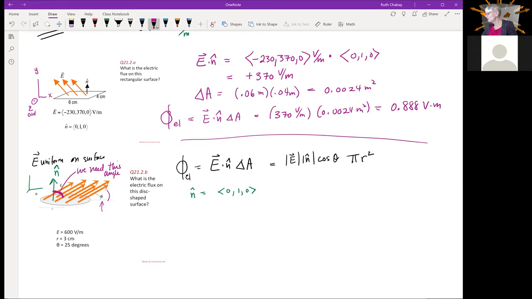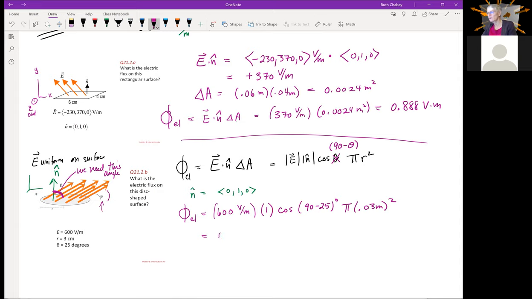So we need the angle between the electric field and the unit normal vector. What we really need here is not the angle theta that's given, but the angle 90 minus theta, because that's the angle between E and n hat. So the electric flux is going to be 600 volts per meter, that's the magnitude of E, times 1, which is the magnitude of n hat, times the cosine of 90 minus 25 degrees, times pi times, what is the radius, 0.03 meters squared.